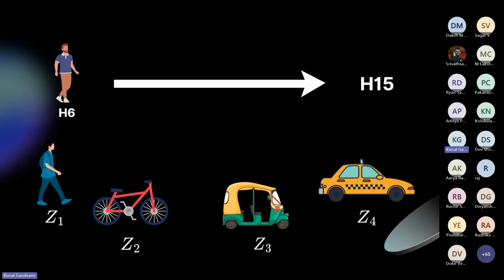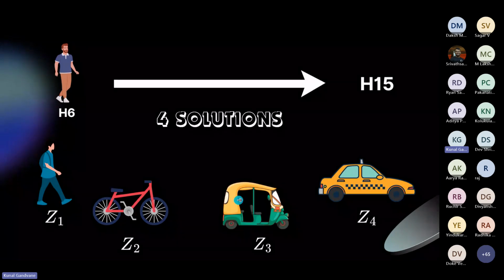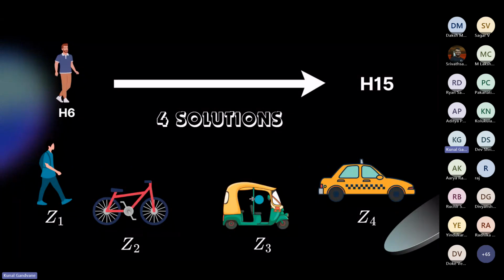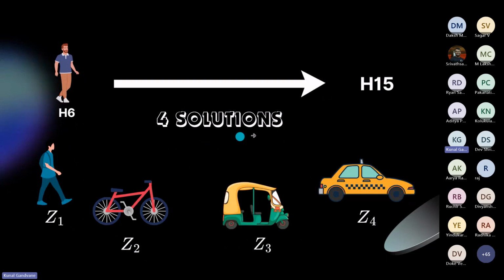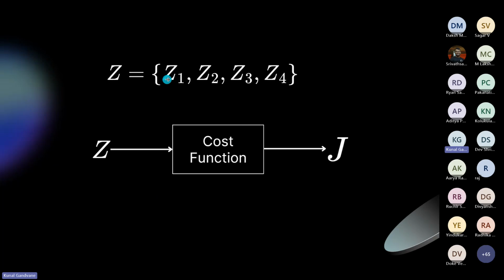So I will give you one example. Let's say you are in your hostel S6, and you have to go to H15 for some important work. Here there are four solutions. First, you can go by just walking, or second, by cycle, or auto, or taxi. These are our four ways, Z1, Z2, the possible solutions. For the time being I take four solutions only, and we put these four solutions in a set, called a feasible set.